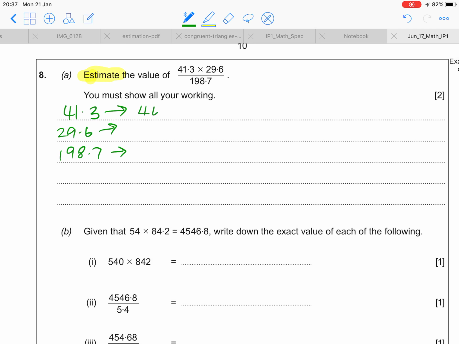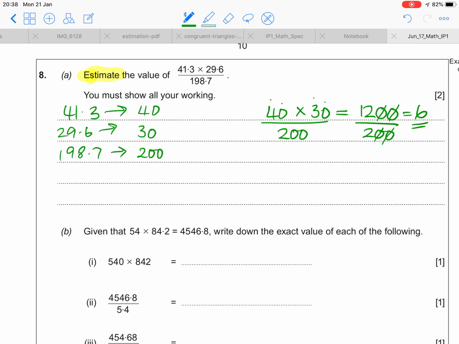41.3 would become 40. 29.6 would become 30. And 198.7 would become 200. Putting the calculation back together, I'd have 40 multiply 30 on the top, divided by 200 on the bottom. 4 3s are 12. The 2 zeros make it 1,200, divided by the 200 on the bottom. Cancelling some zeros, I've actually just got 2 divided into 12, which is 6.